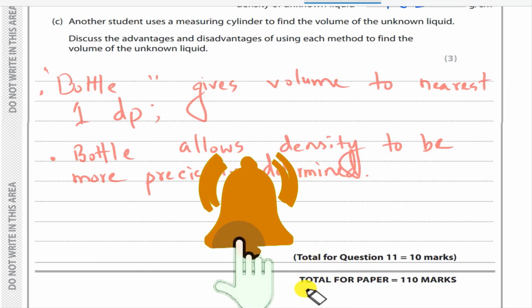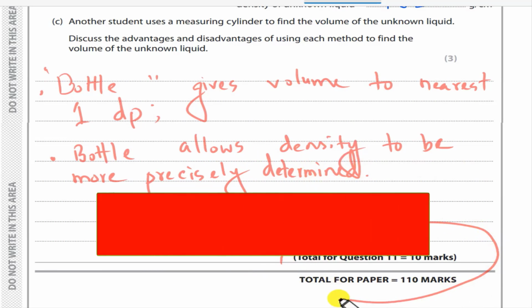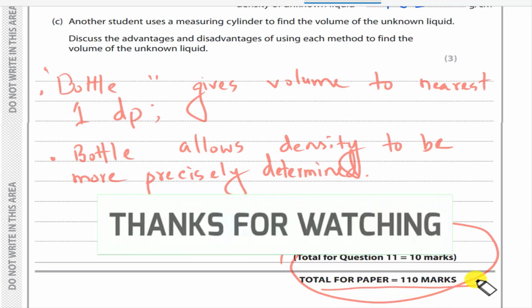So the total marks for question 11 is 10 marks and the total for the paper is 110.